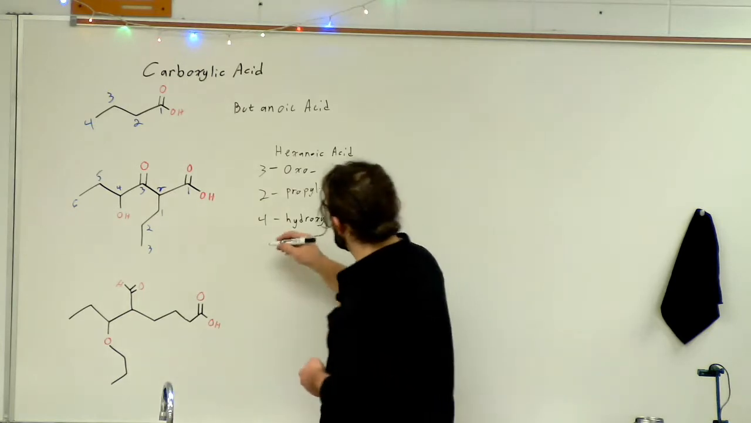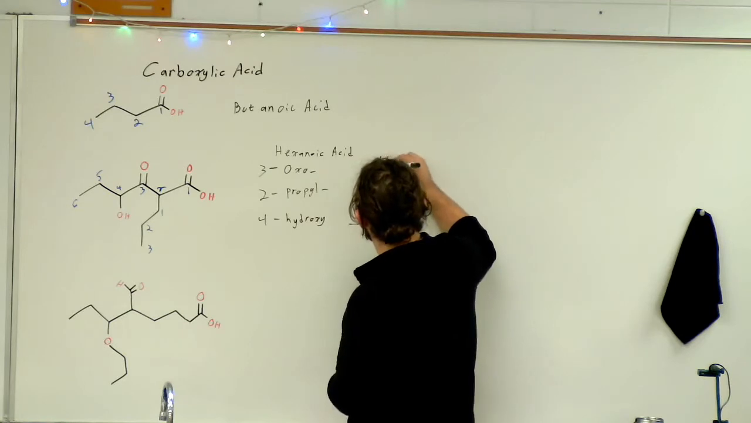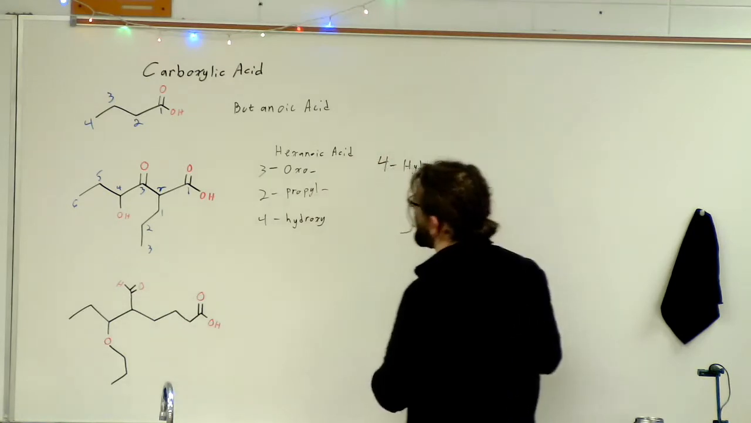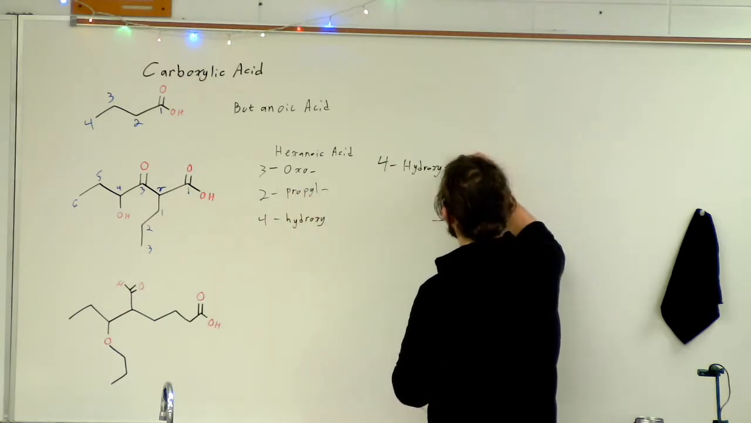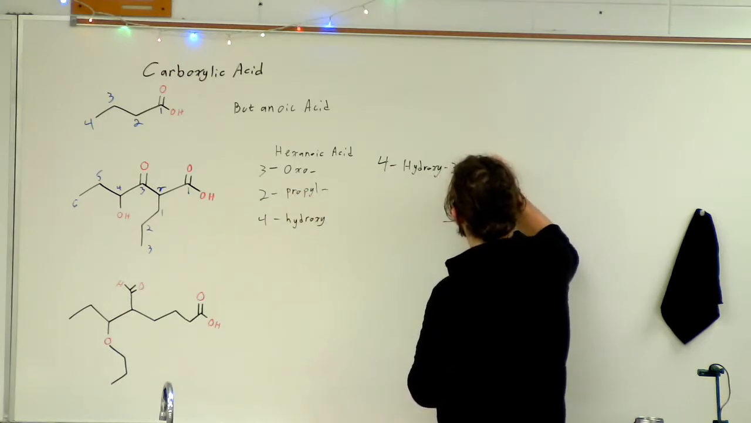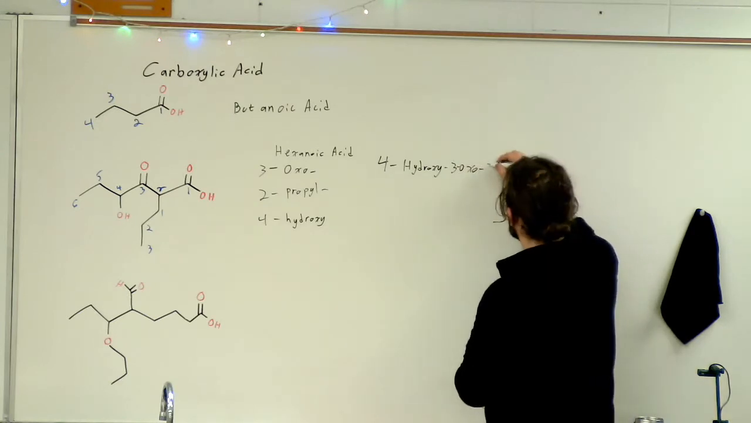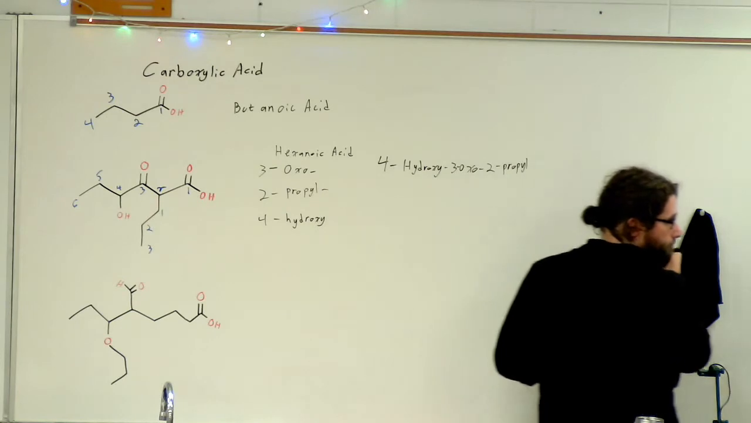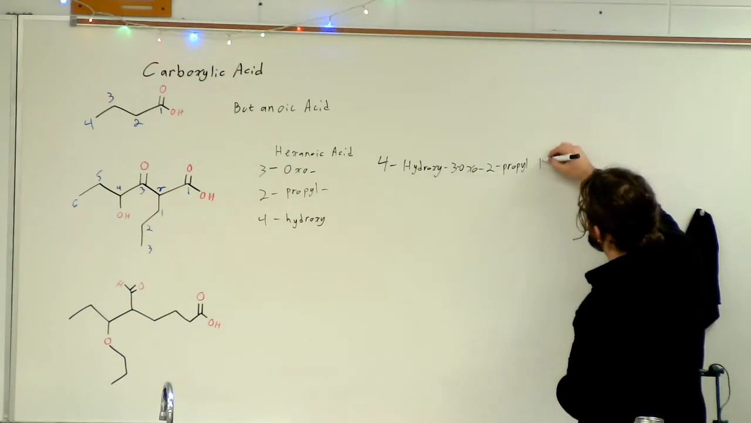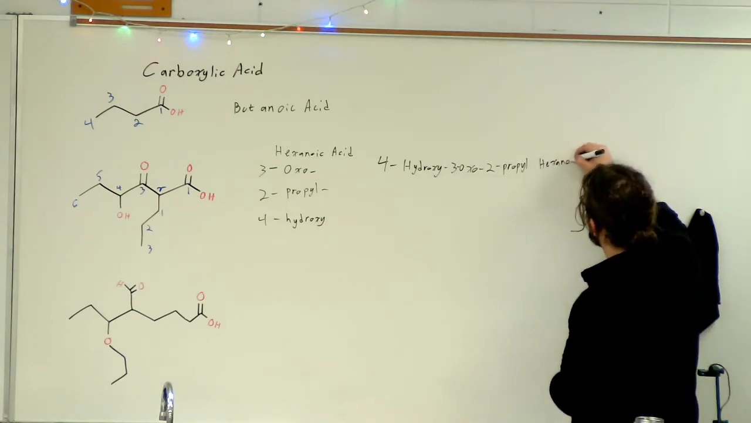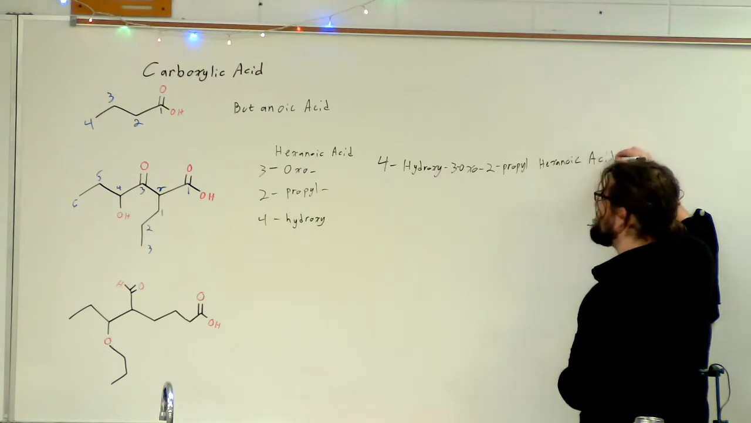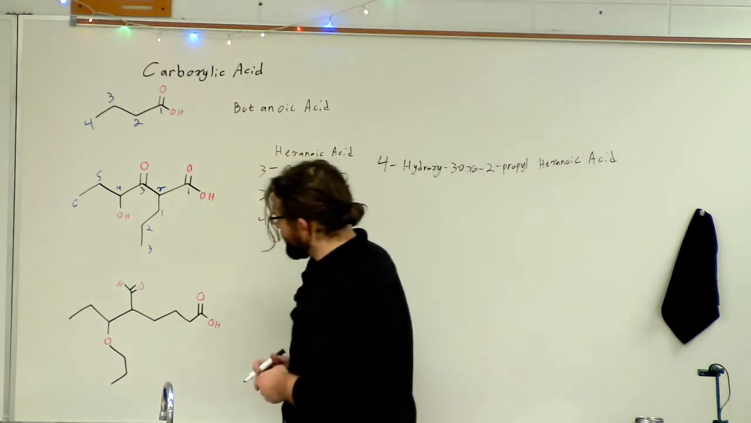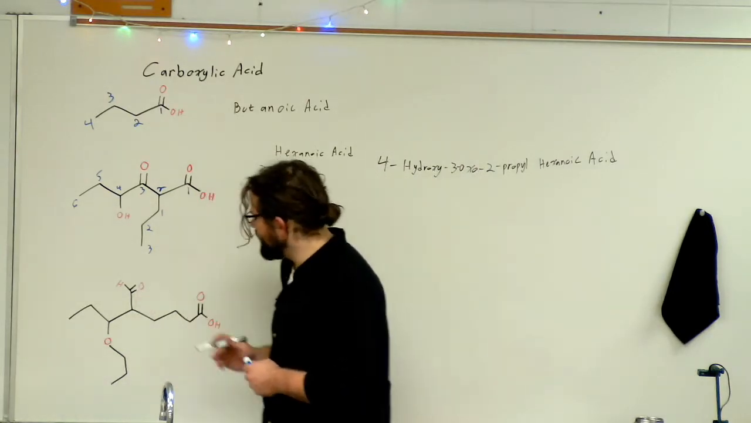I'm going to have 4-hydroxy, and then 3-oxo, 2-propyl, hexanoic acid. Quite the long name there. So now this last one, this is going to be a little more complex.